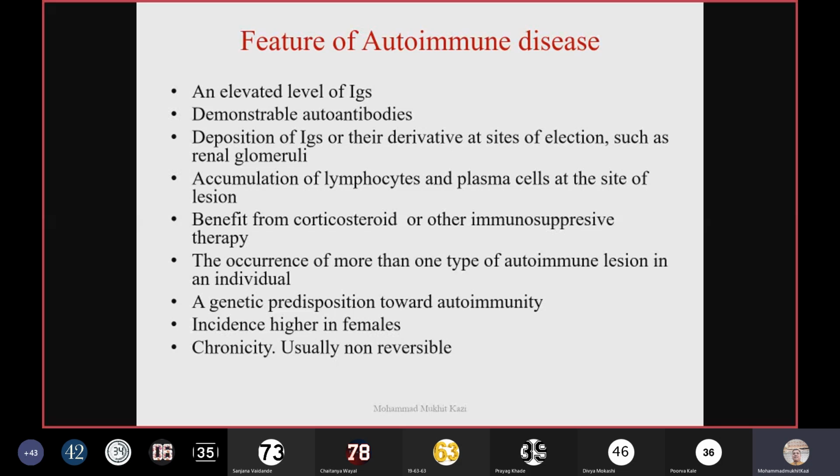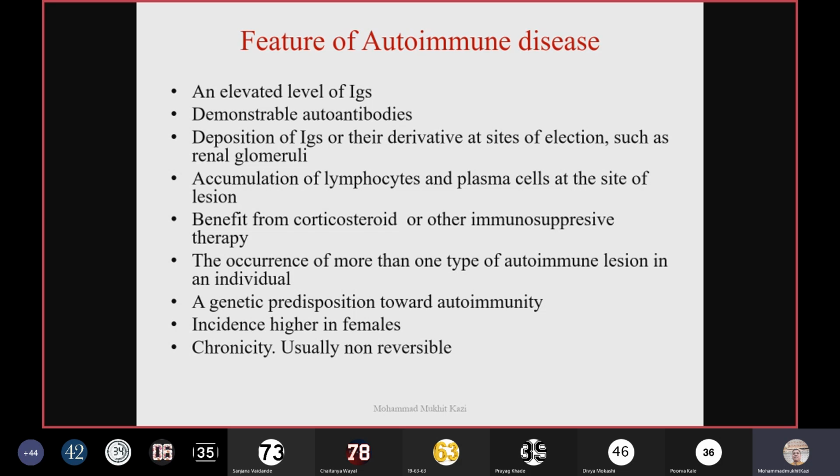Sometimes these immunoglobulins, or their derivatives, get deposited at the site of election, such as the renal glomeruli. This is again one of the characteristics of the autoimmune diseases. Accumulation of lymphocytes and plasma cells at the sites of lesion. Plasma cells, of course, are required for the production of antibodies, and lymphocytes are the primary precursor cells which take part in the immune mechanism. They are accumulated at the site of lesions. It could benefit from corticosteroids or other immunosuppressive therapies.